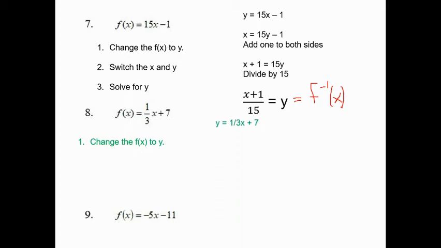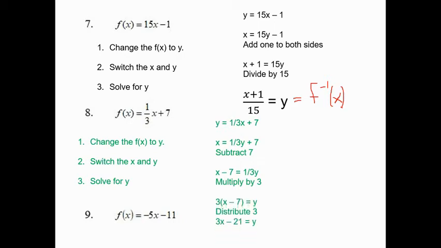Again, we're going to change the f of x to y, so we get y equals 1/3 x plus 7. We're going to switch the x and the y, and then we are going to solve for y. So we're going to subtract 7 from both sides. We must multiply by 3. We will distribute the 3 through the parentheses, so we get 3x minus 21 equals y. You're going to try this one on your own.